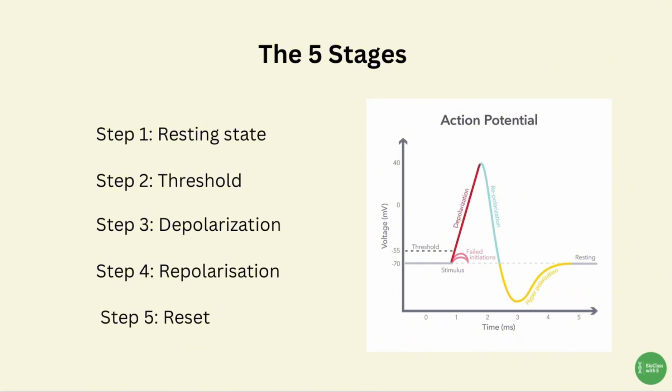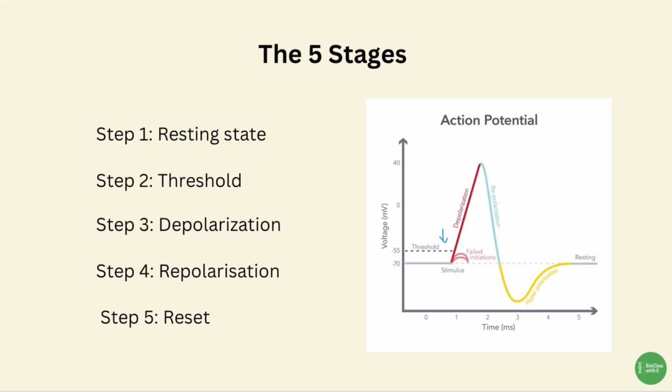So after the resting state comes step 2. Step 2 is the threshold. Through a strong stimulus, the depolarization reaches a level called the threshold, which is at around negative 55 millivolts. You can see on the diagram over here. At this stage, many voltage-gated ion channels open, allowing the sodium ions to enter the membrane.